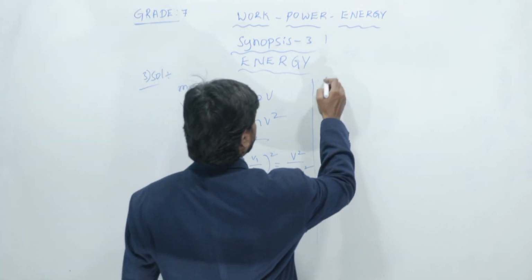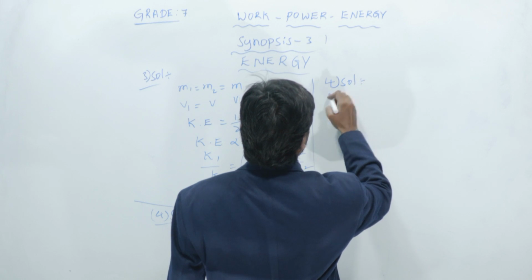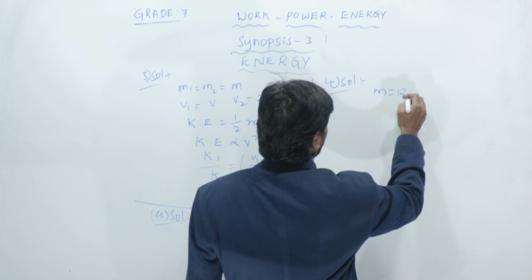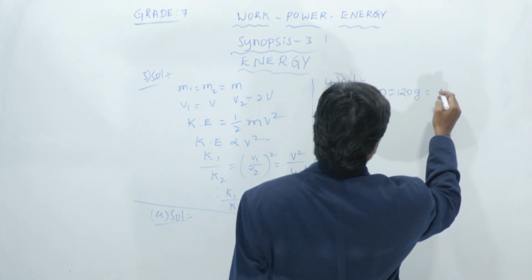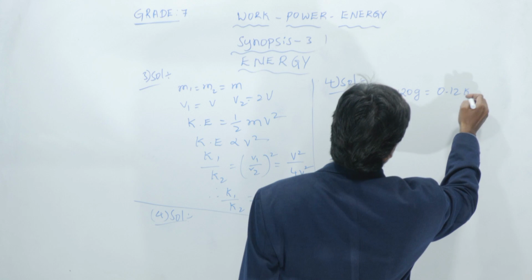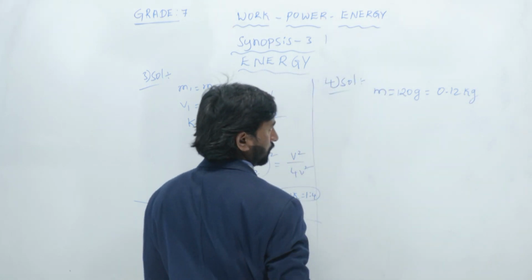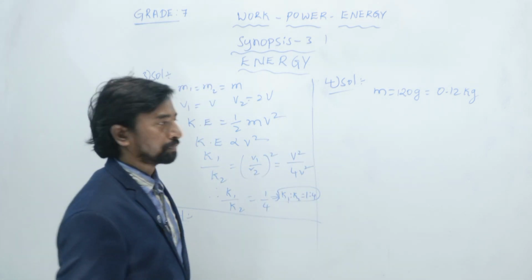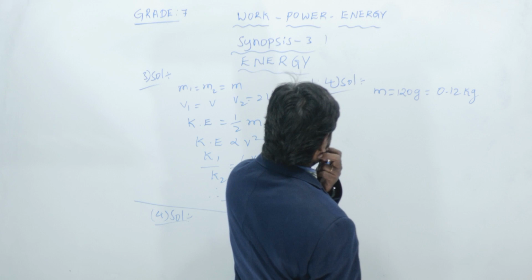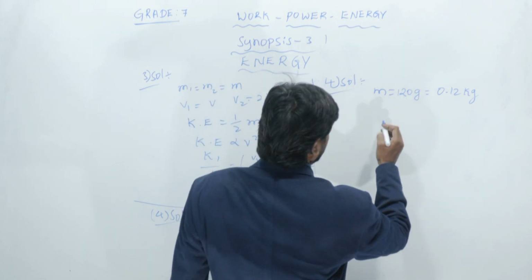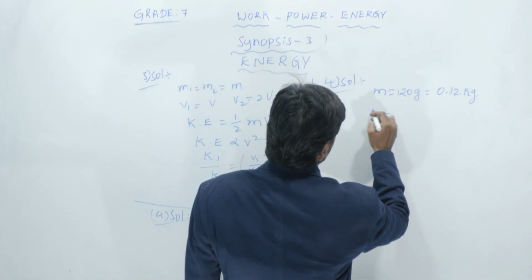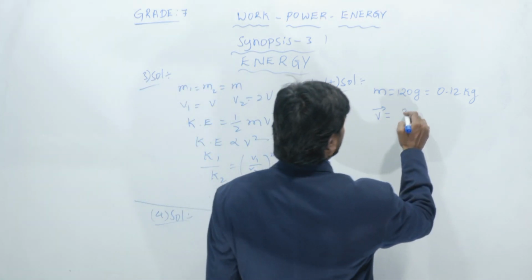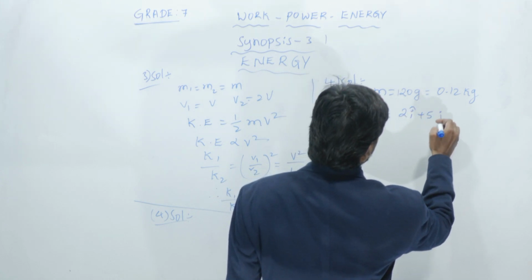Fourth solution: the mass of the body is given as 120 grams. We should convert 120 grams into kg. How much will it become? 0.12 kg. Here 1 gram is 10 to the power of minus 3 kg. Substituting, 120 by 1000 means we get 0.12 kg. And the velocity vector is given as 2 i cap plus 5 j cap meters per second.